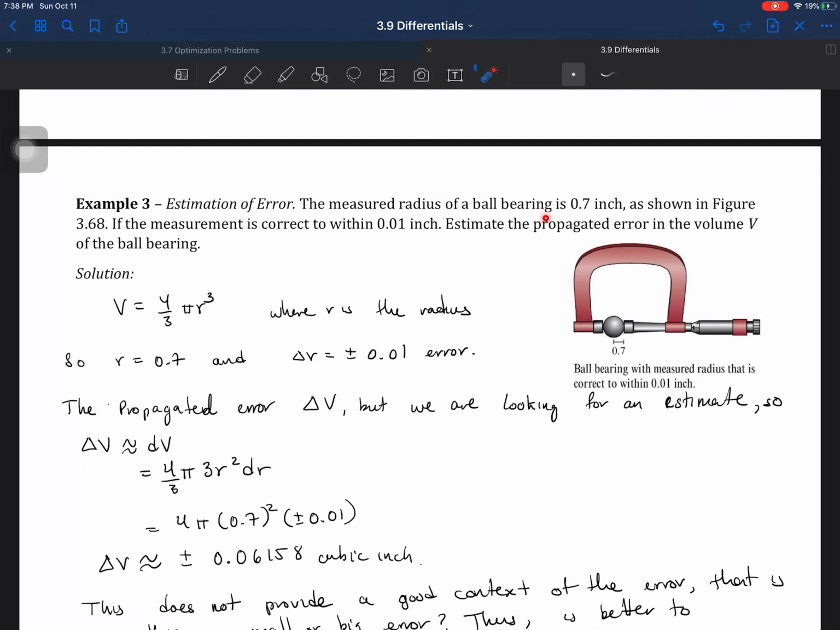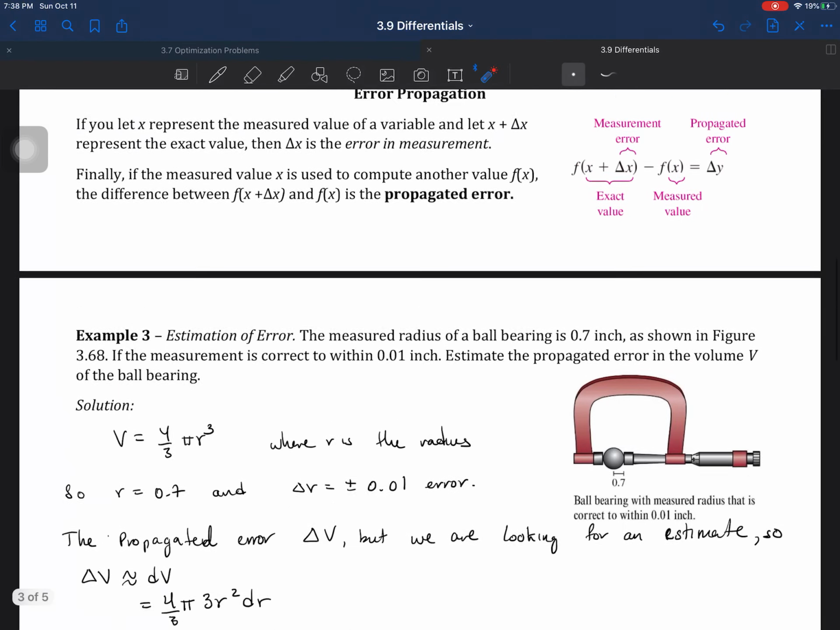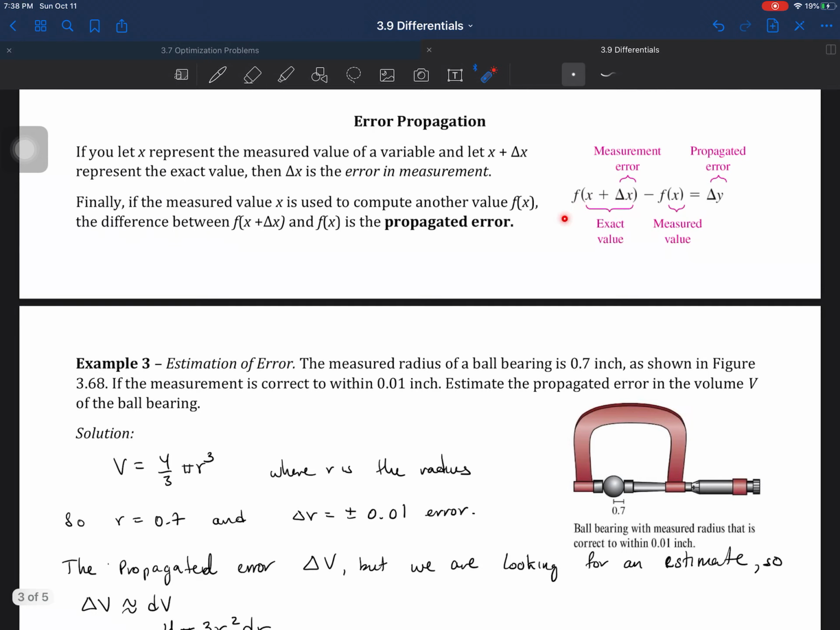The measured radius of a ball bearing is 0.7 inches, as shown in figure 3.68 right here. If the measurement is correct to within 0.01 inch, estimate the propagated error in the volume V of the ball bearing. So we already know that this is the propagated error.